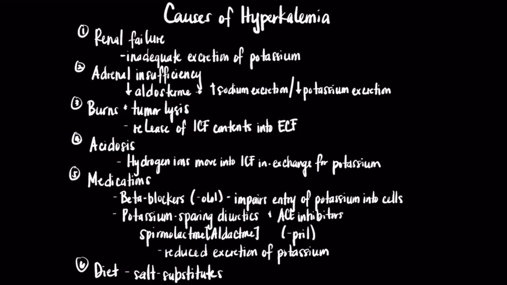Certain medications can also cause hyperkalemia, like beta blockers, which are medications that end in the suffix -olol, as with metoprolol, and these impair the entry of potassium into the cells. Potassium-sparing diuretics like spironolactone or aldactone or ACE inhibitors, such as medications that end in pril, like lisinopril, can cause hyperkalemia since they can cause reduced excretion of potassium at the kidney. A diet high in potassium can obviously cause hyperkalemia, particularly in individuals who use salt substitutes, as these products are high in potassium, which can lead to high potassium levels.